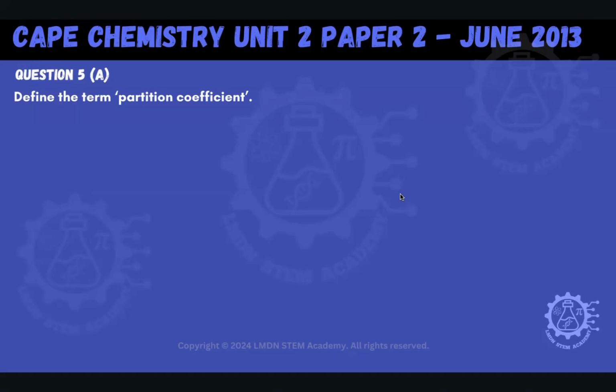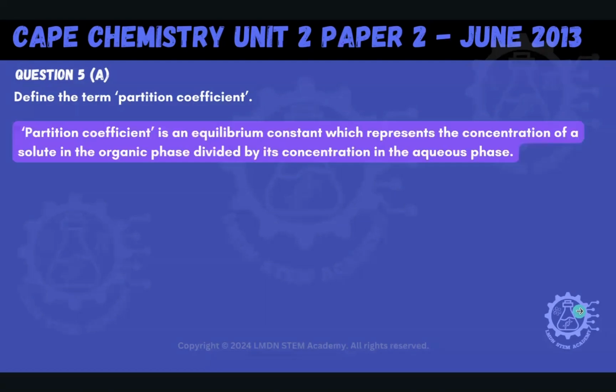In this video, we will be working through the June 2013 Unit 2, Paper 2, question 5, which is about solvent extraction. 5 part A says define the term partition coefficient. So partition coefficient is an equilibrium constant which represents the concentration of a solute in the organic phase divided by its concentration in the aqueous phase.